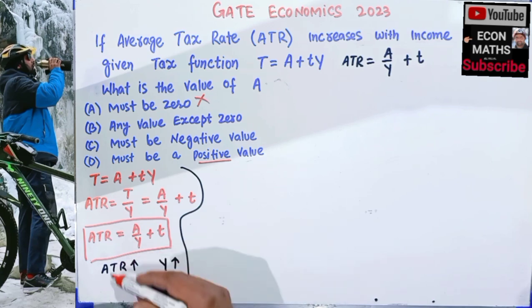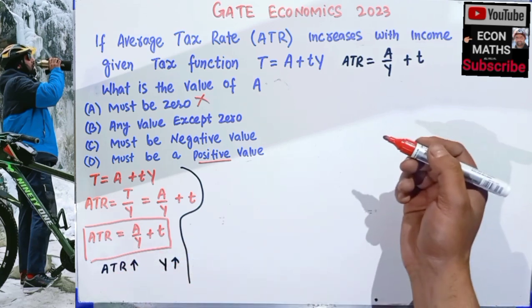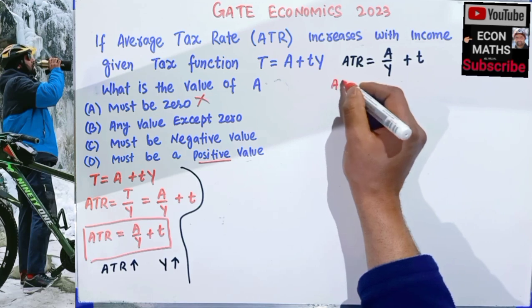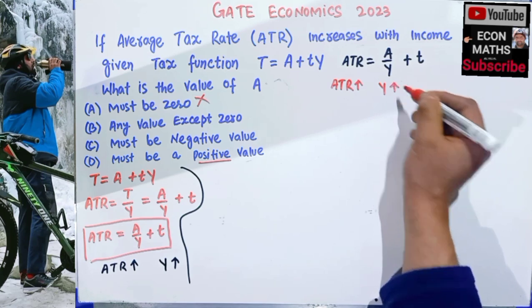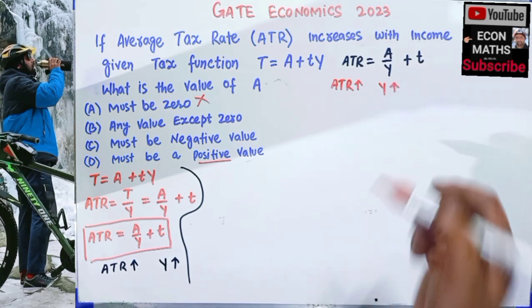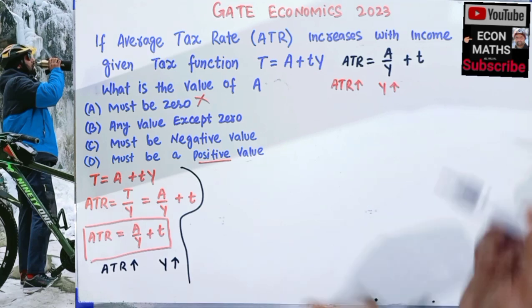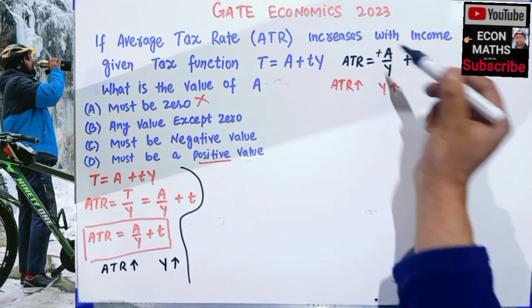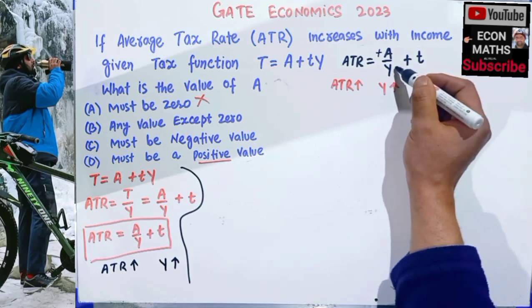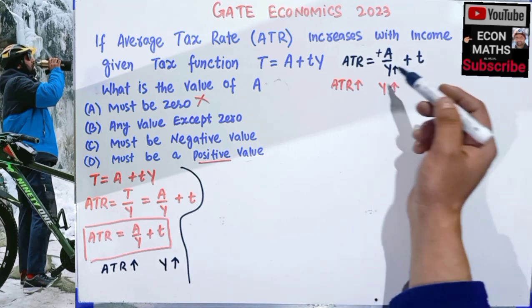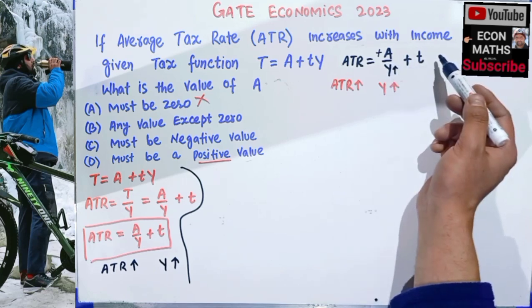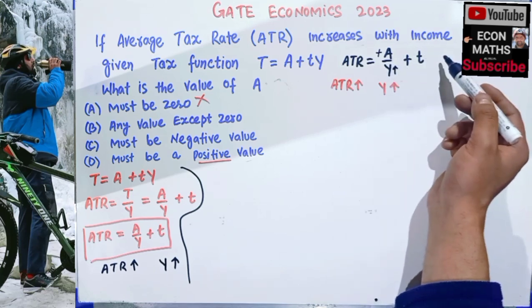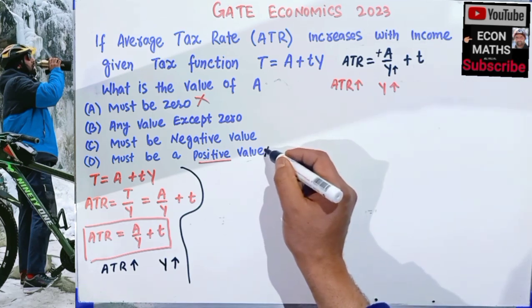If ATR should increase when income increases, if this relation is to be maintained, and if we assume that the value of a is positive, then what happens if income increases here? If income increases, then the average tax rate will decrease. So we will get a negative relationship here, so it cannot be positive.